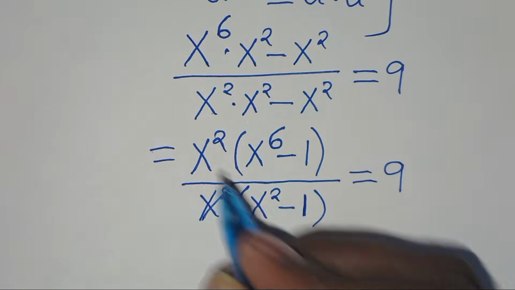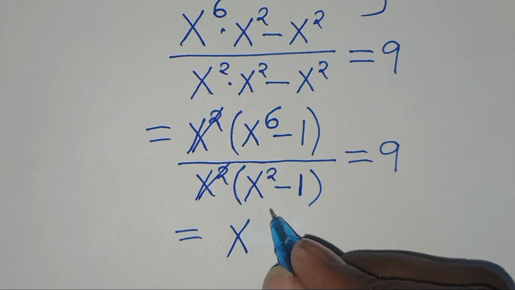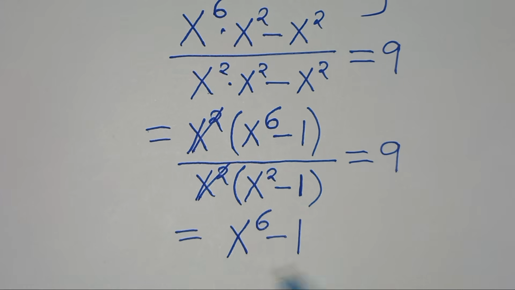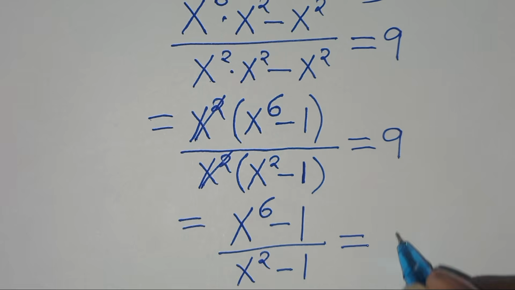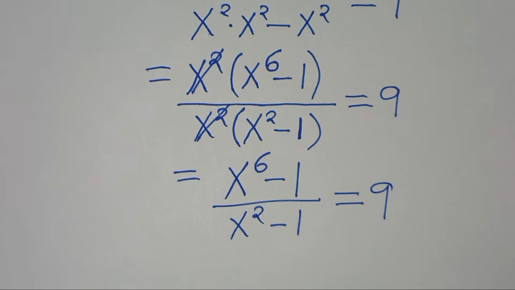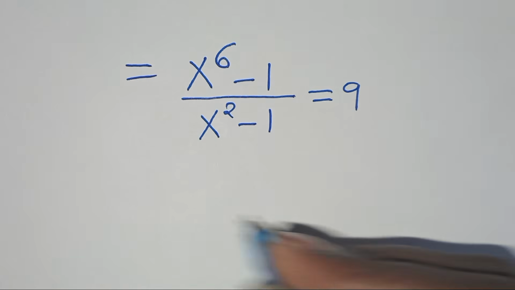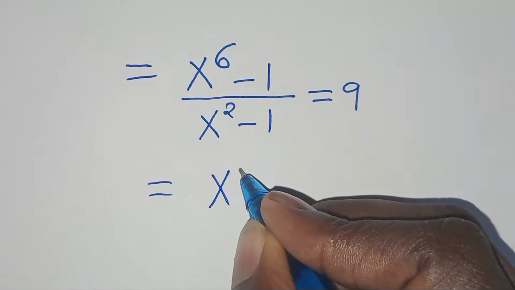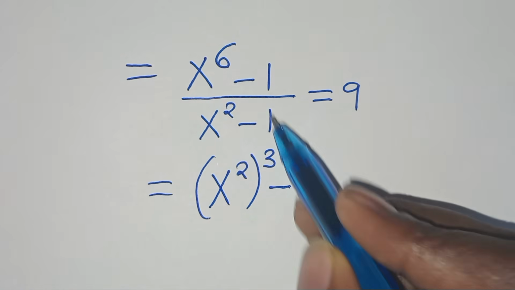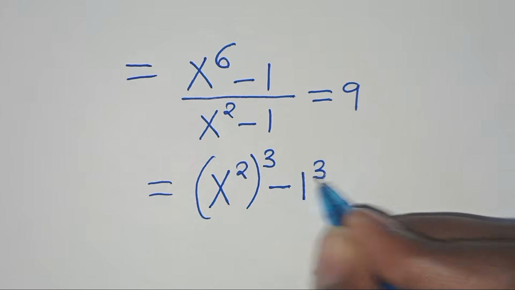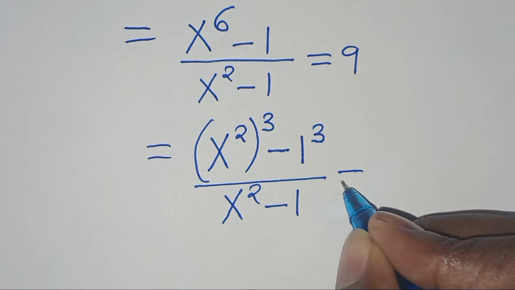So we can simplify x to the power of 2 here, so that now here we have x to the power of 6 minus 1 divided by x to the power of 2, subtract 1. This is equal to 9. Now we can express x to the power of 6 minus 1. This is the same thing as x raised to the power of 2, then raised to the power of 3 minus 1, which you can express as 1 to the power of 3, divided by x to the power of 2 minus 1. This is equal to 9.